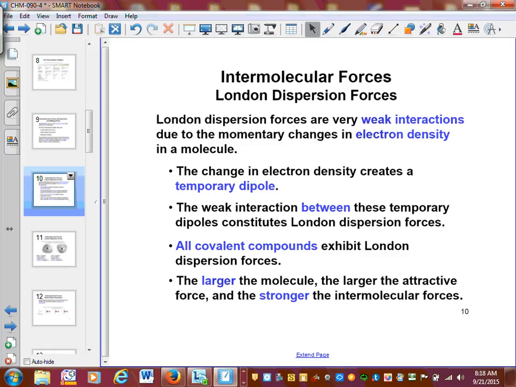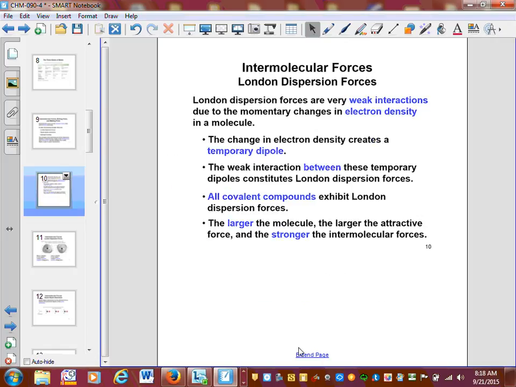London dispersion forces. They're very weak interactions, due to momentary changes in electron density in a molecule. This is kind of hard to understand. The change in electron density creates a temporary dipole.